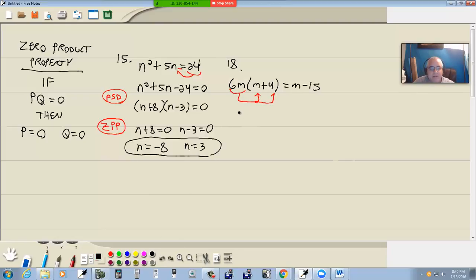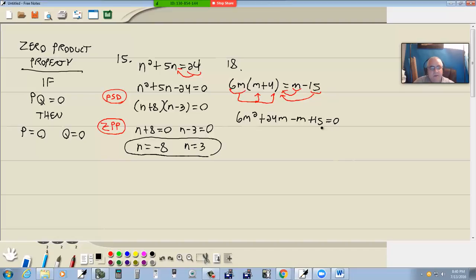6m times m is 6m squared. 6m times 4 is 24m. And while I'm at it, I might as well go ahead and take these two and move them over to the left side, because I know I need 0 on one side. So the positive m becomes a negative m. The negative 15 becomes a positive 15.